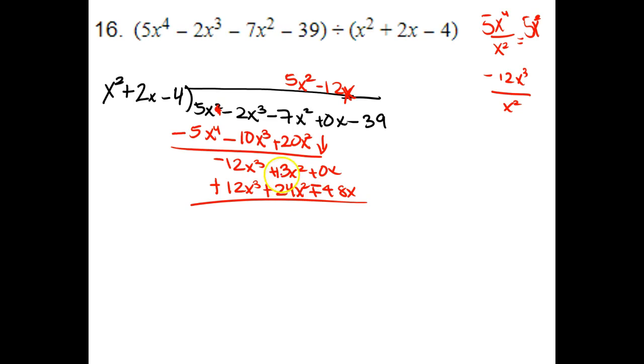Well, next part, 13x squared plus 24x squared is 37x squared. These two combined is negative 48x. And then I'm going to bring down the minus 39. Dividing one more time, I'm going to divide that 37x squared by x squared. And I get just a plain old 37.